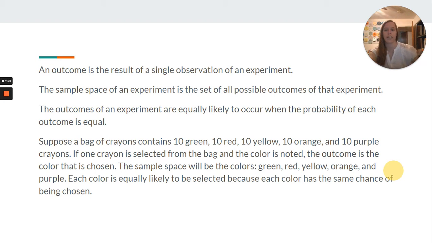So, in the following example, suppose a bag of crayons contains 10 green, 10 red, 10 yellow, 10 orange, and 10 purple crayons. If one crayon is selected from the bag and the color is noted, the outcome is the color that is chosen. The sample space will be the colors, green, red, yellow, orange, and purple. Each color is equally likely to be selected because each color has the same chance of being chosen. There's 10 of each of them.